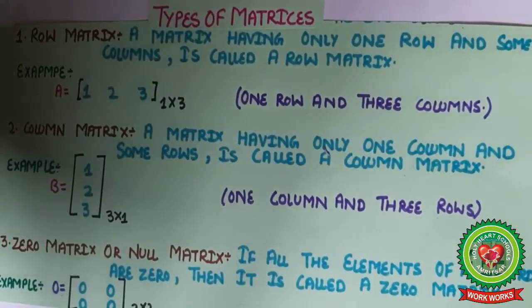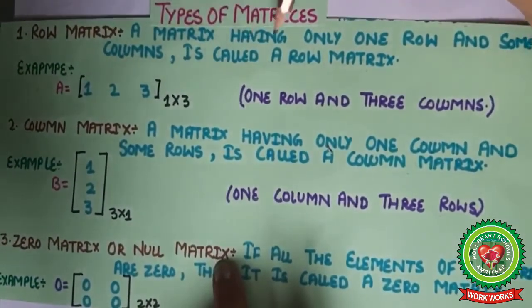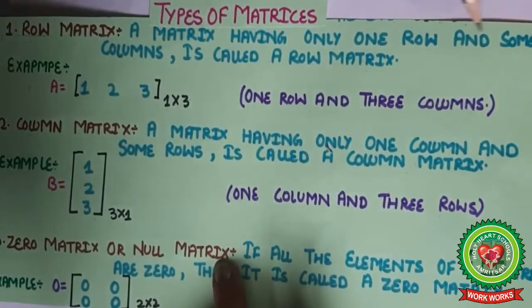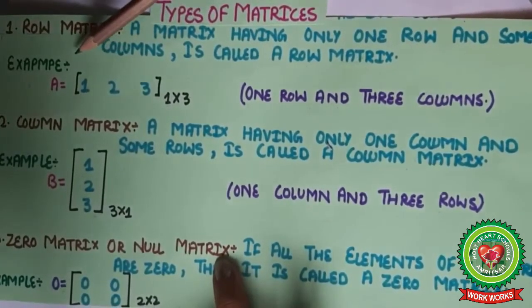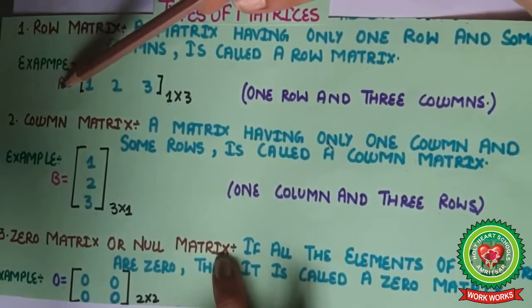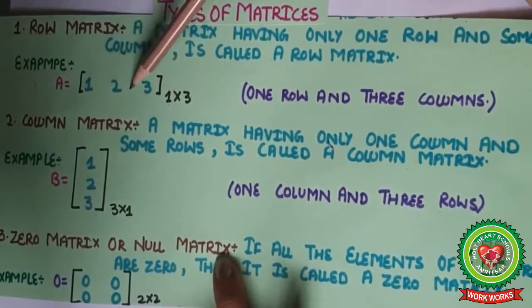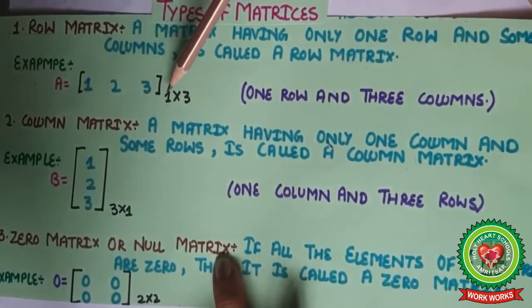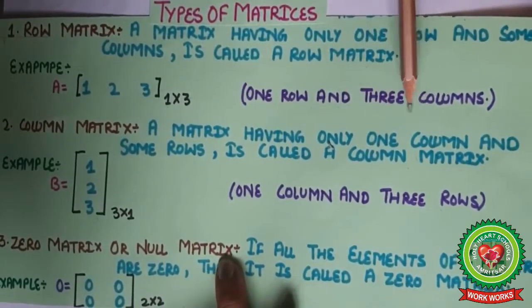Now we will discuss the different types of matrices which we have. First type of matrix we have is row matrix. Now what is row matrix? A matrix having one row and some columns is called a row matrix. Here for example I have taken a matrix, its name is A. We write the name of the matrix by a capital letter. Here I have taken A equals to 1, 2, 3. This matrix is having 1 row and 3 columns. So that's why its order is 1 by 3.